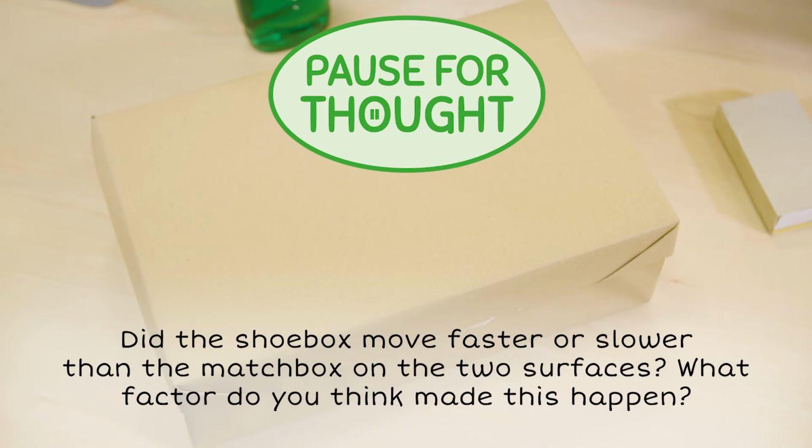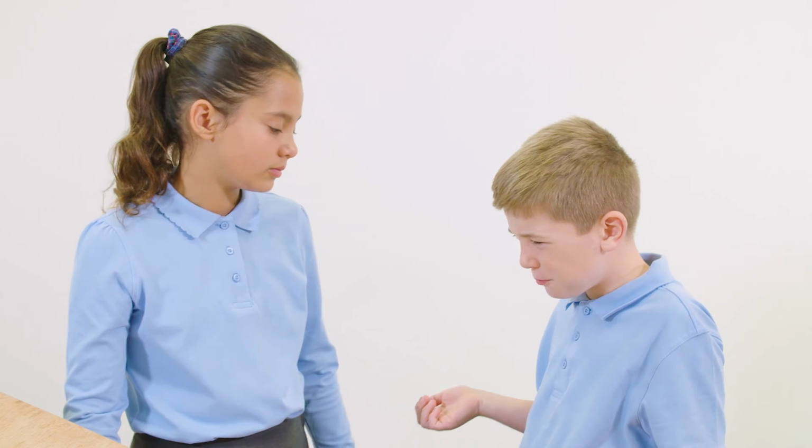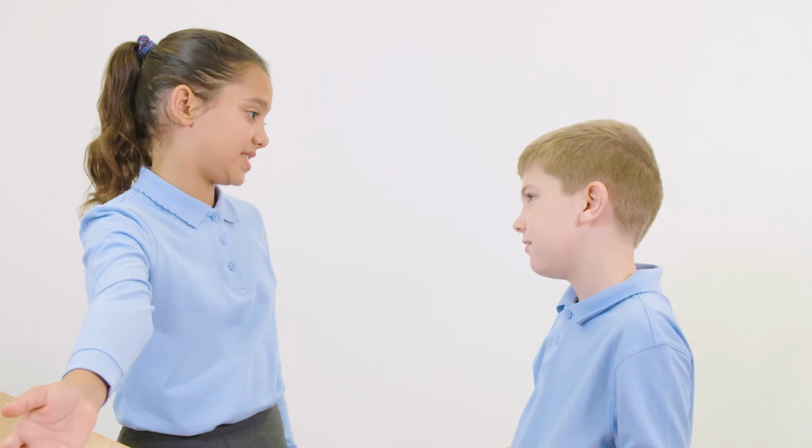Did the shoebox move faster or slower than the matchbox on the 2 surfaces? What factor do you think made this happen? The shoebox was slower than the matchbox on both surfaces. I think the shoebox was slower because it was heavier than the matchbox.